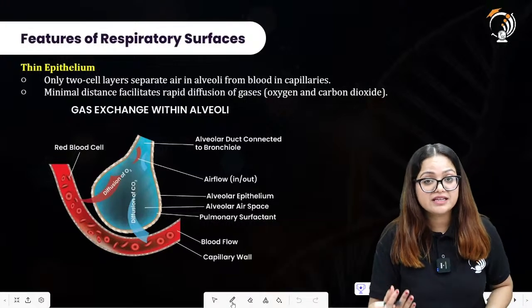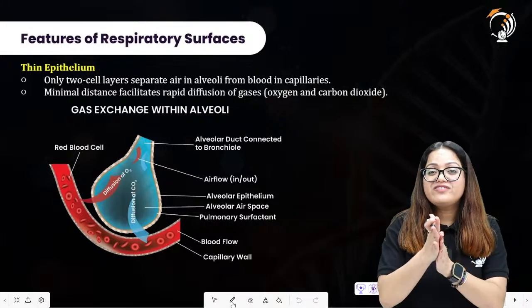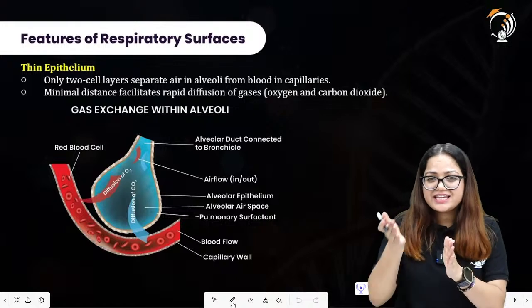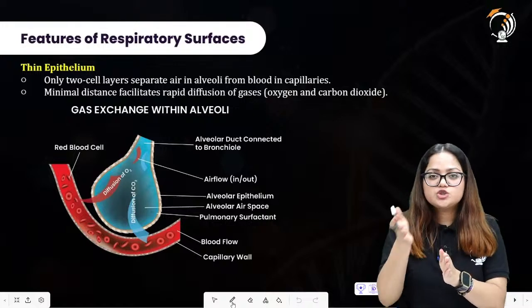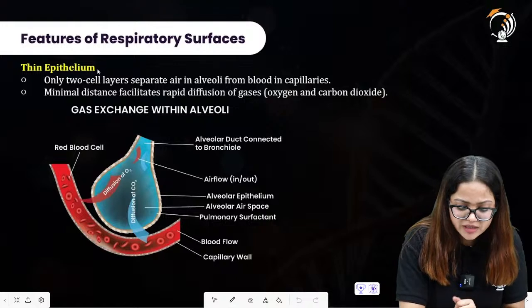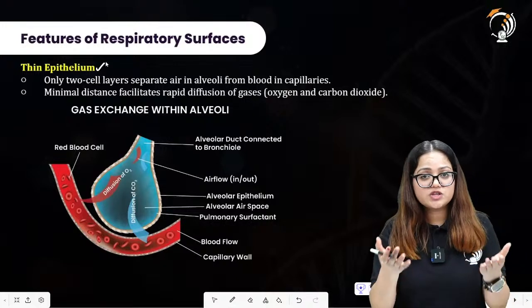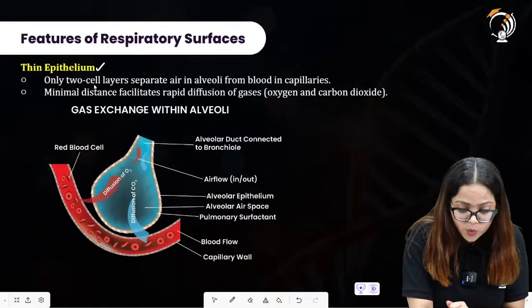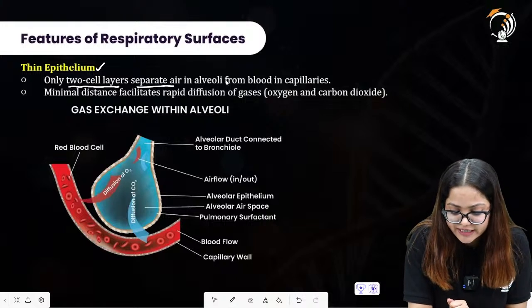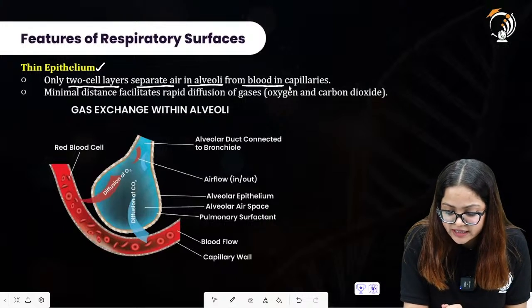And what do we mean by thin? That the surfaces should be flat and thin, so that the air can easily transport from one region to another. Now, what is this epithelium we are talking about in this respiratory system here? Only two cell layers separate air in alveoli from blood in capillaries.